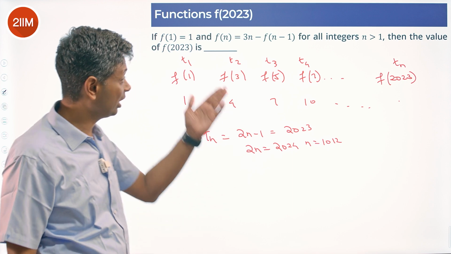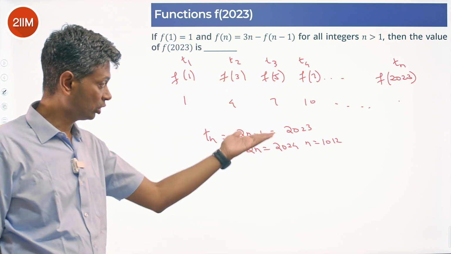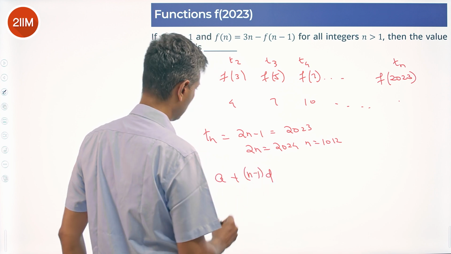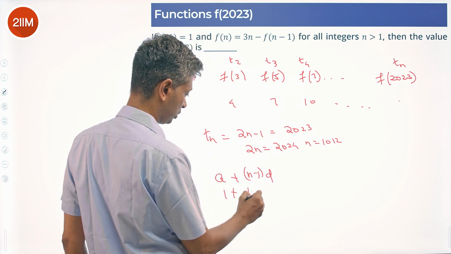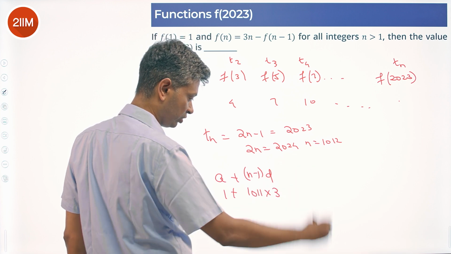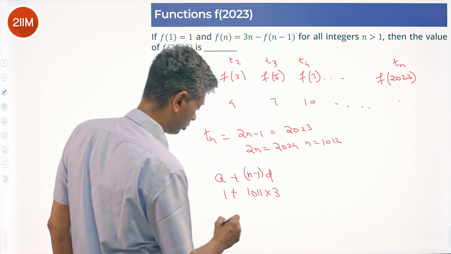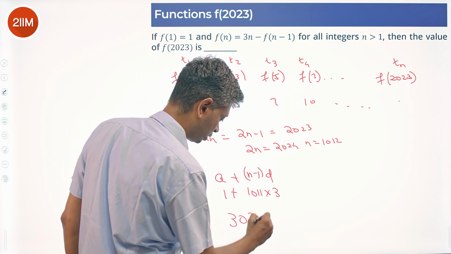Nth term of this AP, where n is 1012, is a plus n minus 1 into d. A is 1, n minus 1 is 1011, common difference is 3. This is our answer. 1011 into 3 is 3033, plus 1, 3034.